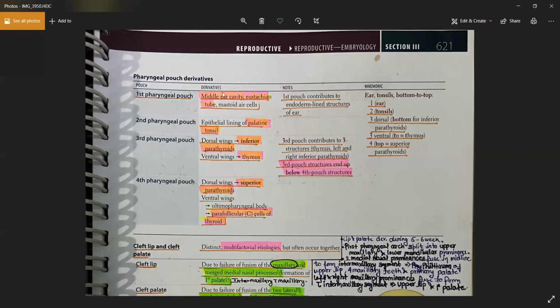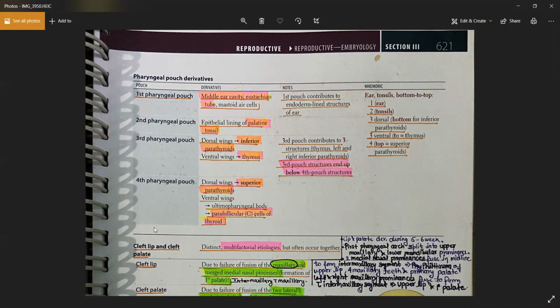The middle ear cavity is endodermally derived, while the external ear, that means the ear canal and the pinna, is all derived from the ectoderm. Remember about DiGeorge syndrome, in which you're having a loss of the third and fourth pharyngeal pouch, and that's why you're having hypoparathyroidism as well as thymic aplasia.